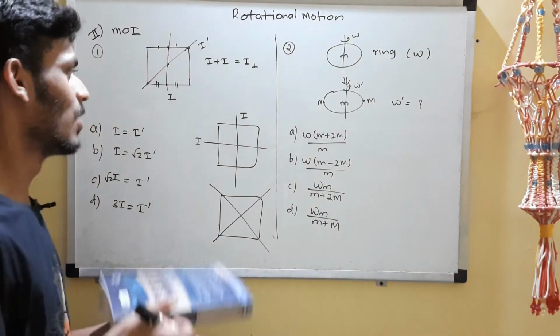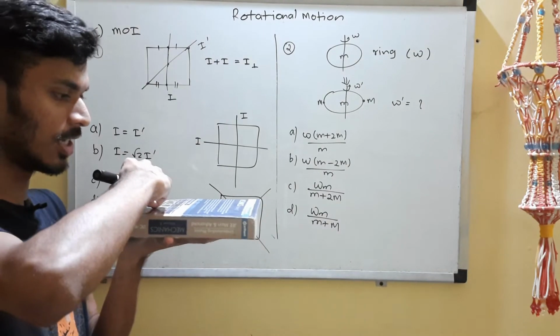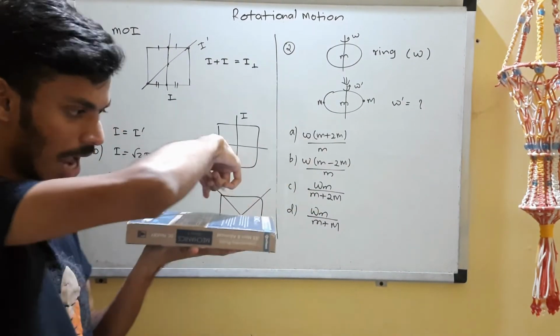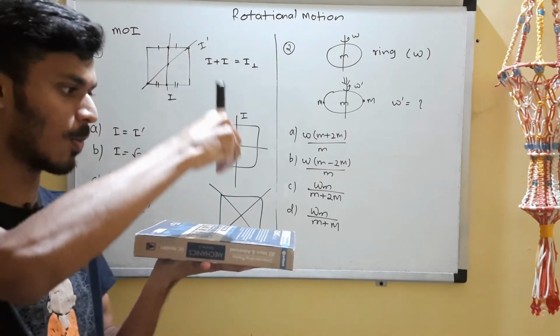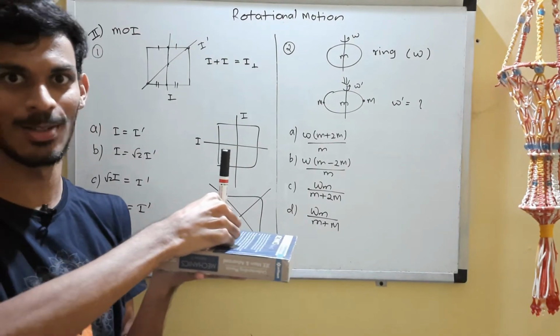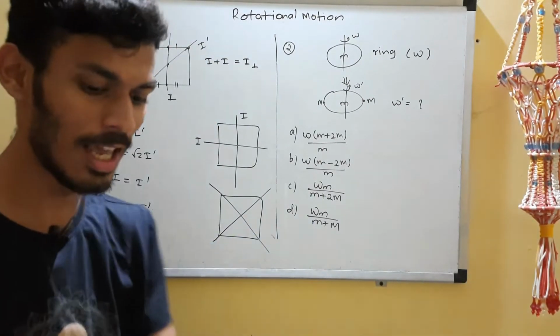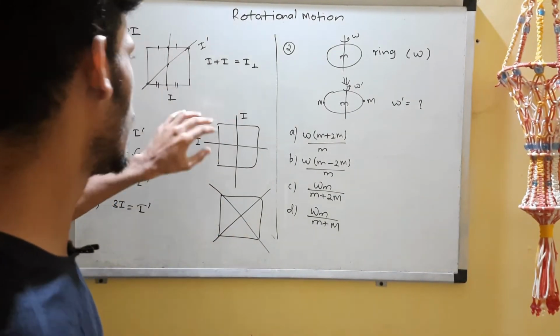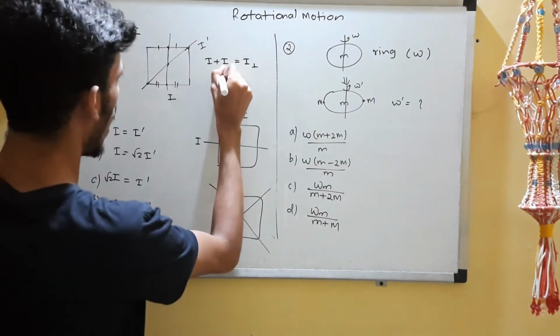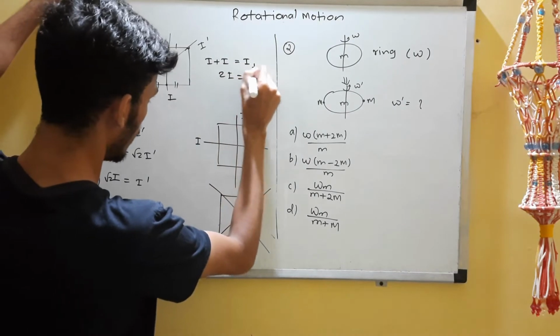Okay, what do I mean? The sum of the moment of inertia about this axis and this axis will be equal to the moment of inertia about this axis. That is what I mean. And I and I are equal because the square is symmetrical. So 2I equals I perpendicular.